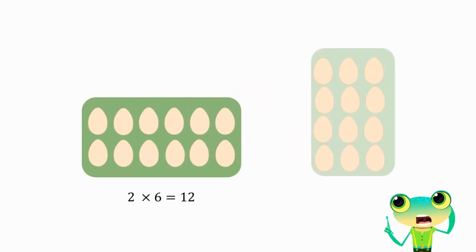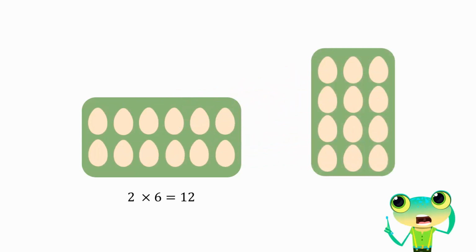He can also group them in 3 rows of 4 eggs each, as the product of 3 and 4 is also 12. How are 2, 3, 4, and 6 related to 12? They are factors of 12 because they divide the dividend completely, leaving no remainder.